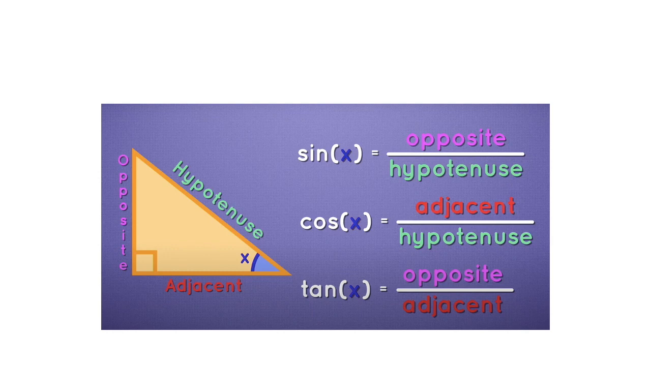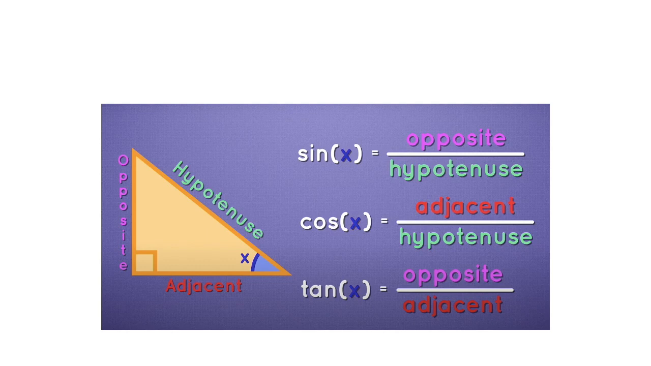If we want to find the sine of x, then we need to use the trig function opposite over hypotenuse. If we want to find the cosine of x, then we use the trig function adjacent over hypotenuse. And if we want to find the tan of x, then we use the function opposite over adjacent. And this is true for all right angle triangles.